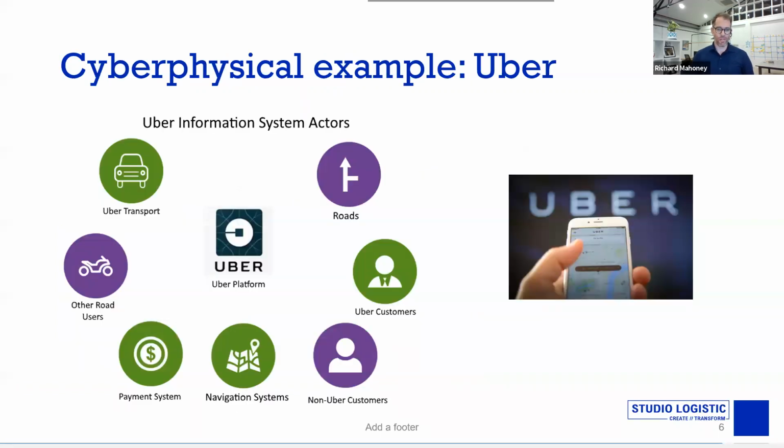Let's take an example of what a cyber-physical system is. It fundamentally is what it says it is. It's something that's both digital and physical. And I'm using Uber as an example of this. This has a lot of components. Some of them are digital and some of them are physical.